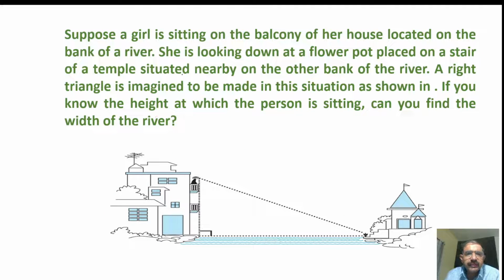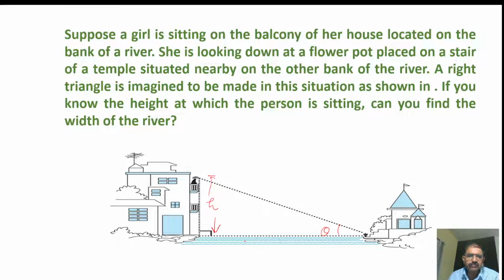Next, suppose a girl is sitting on the balcony of her house located on the bank of a river. She is looking down at a flower pot placed on a stair of a temple. So this is the girl, sitting in her balcony and looking towards this flower pot, and the height of the house of this girl is known to us. Now we can find out this angle, as we have discussed earlier, by mechanical or electronic equipment. This girl can find out this angle.